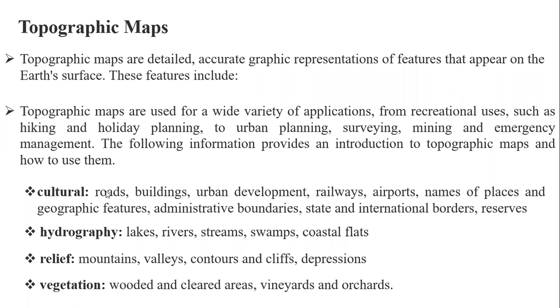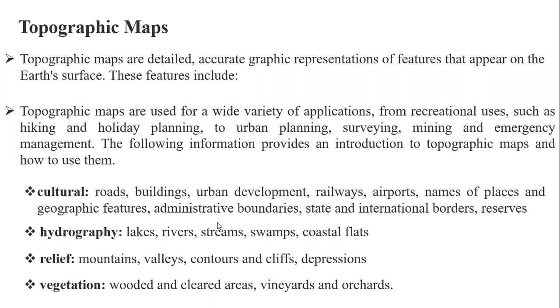In culture, we can see roads, buildings, urban development, railways, airports, and names of places. We also give geographical positions, administrative boundaries, and state and international boundaries. It is somewhat more extensive compared to the cadastral map. It gives clear-cut boundaries between the different states in India, or international boundaries also. And for hydrography, it gives information regarding the lakes.